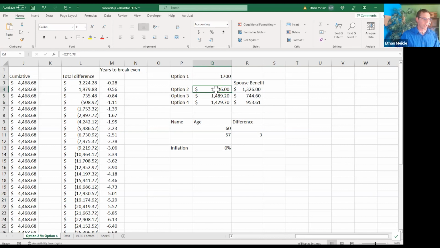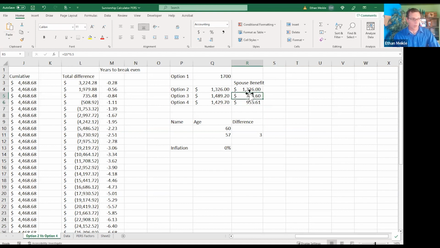So that's the first thing I could do, is say, hey, option 2 is going to be the same. Option 3 is always going to be half. And option 4, my spouse gets 2/3, would be 953. All right, so that's kind of how the different survivorship options actually break down. It's what you get and what your spouse would get. Now, remember that you have cost of living adjustments in here. So over time, these will grow and your spouse's benefit will also grow. They also get the COLA when they inherit your pension.